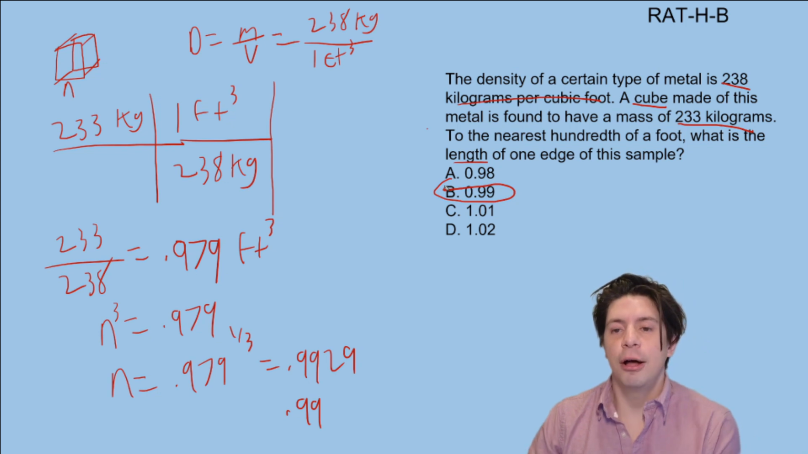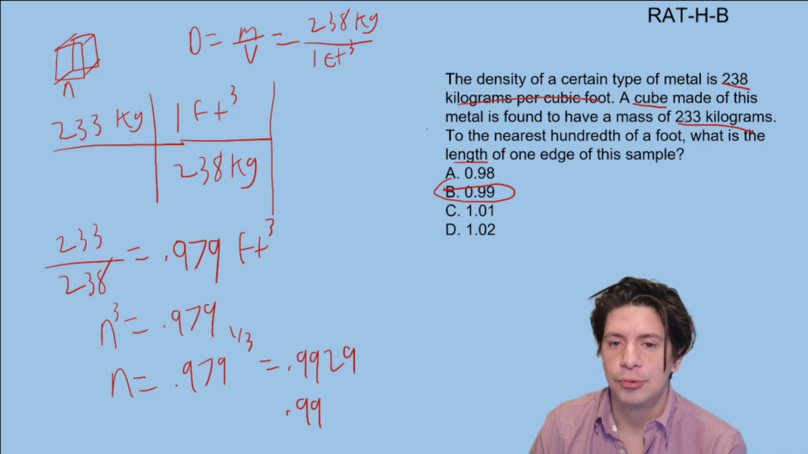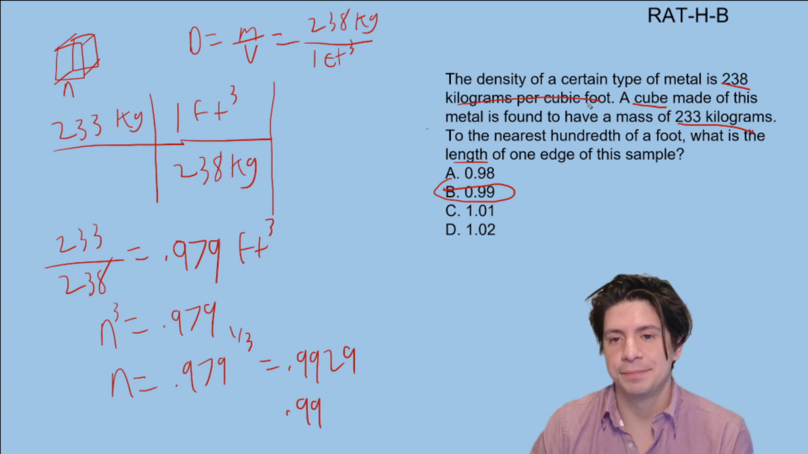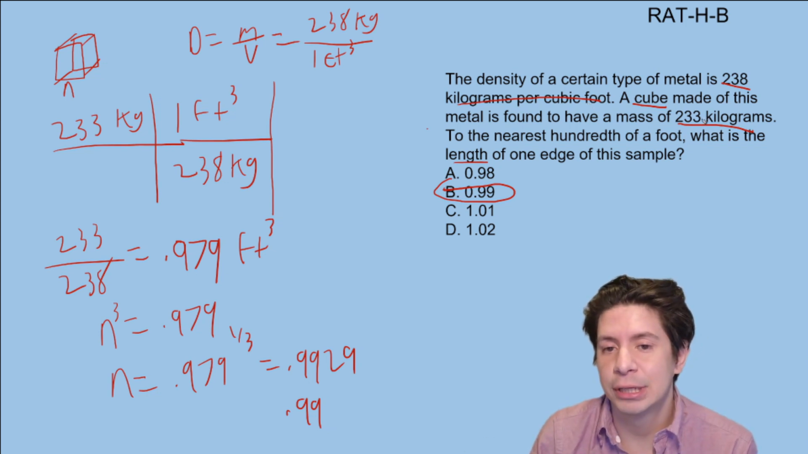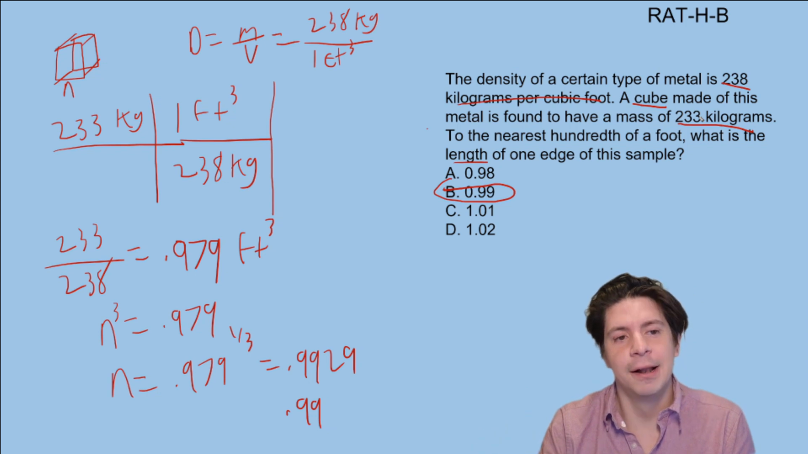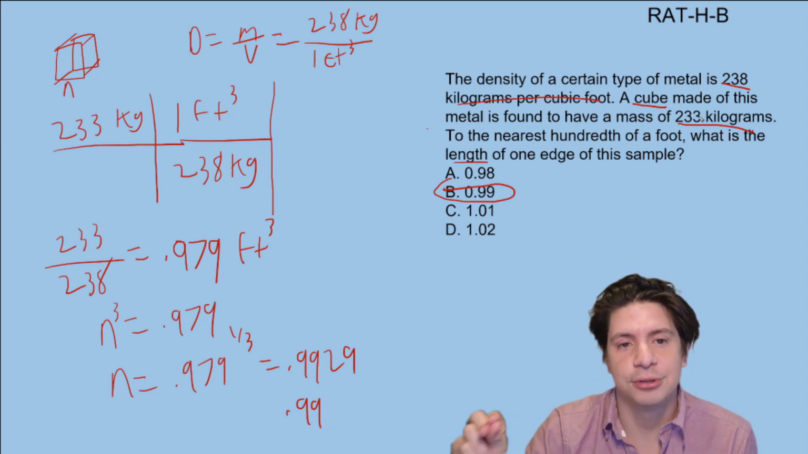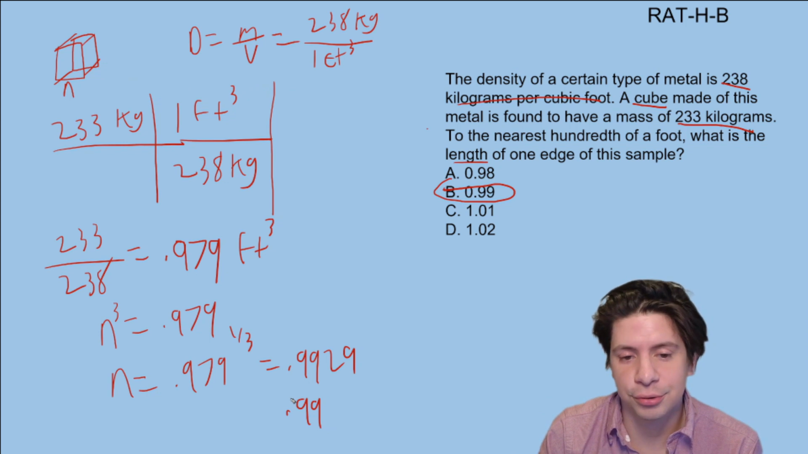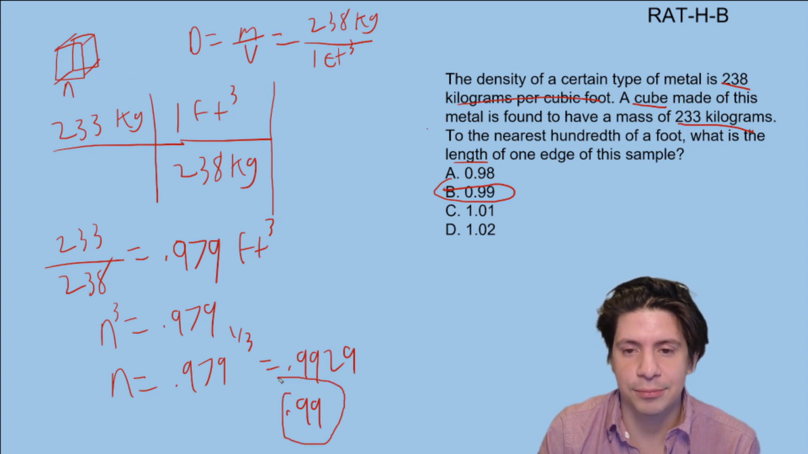So it's complicated because we're dealing with density, which has two units, right? Kilograms and cubic feet. And then we have to use the mass that we're given to find the volume of this object, which is more simple once we get there. But the big trick is to remember to convert the volume into length, right? And I think that's one step where people will get thrown off.